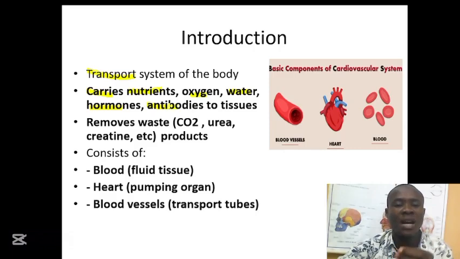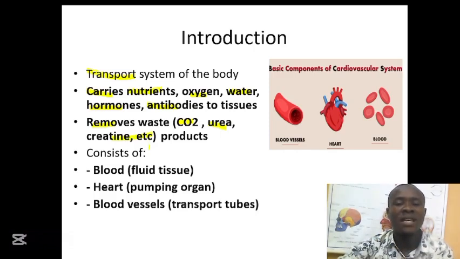After the tissues have made use of the nutrients, at the end of the day, waste will be produced, and that waste will be removed from their site of production to their site of excretion, to the point where they are being taken out of the body. So it transports waste like CO2, urea, creatine, etc.